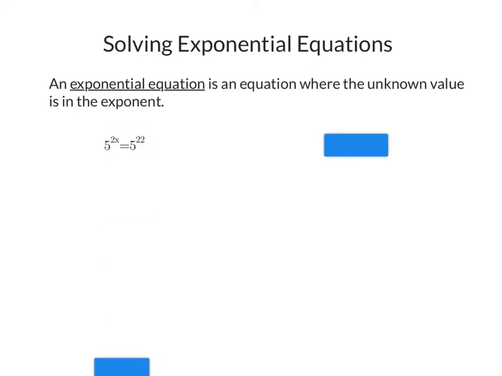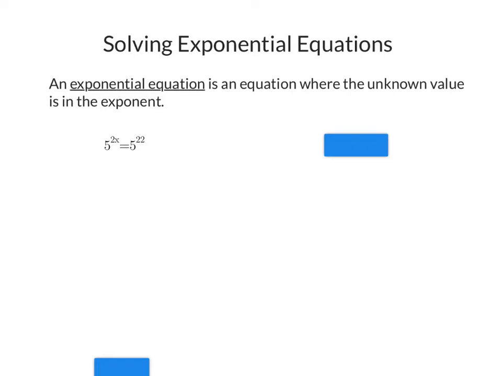If I look at the equation, 5 to the 2x equals 5 to the 22, I notice my variable x is in the exponent on the left-hand side. What's nice about this particular equation is if I look at my bases on both sides, the base is 5. If the bases are the same on both sides of the equation, then the exponents are equal to each other.